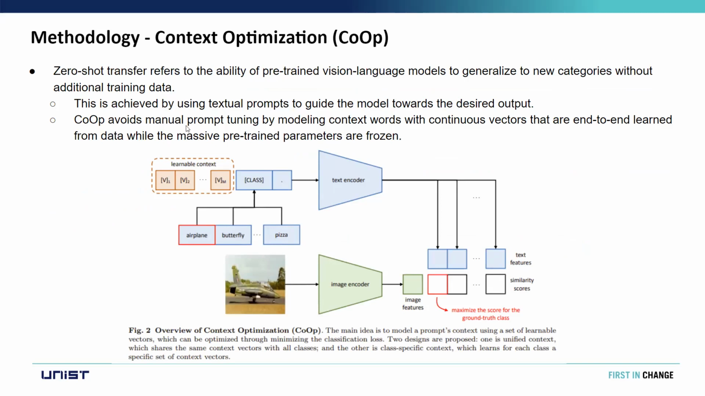Also, CoOp, context optimization, avoids manual prompt tuning by modeling context words as continuous vectors that are learned end-to-end from data, while the pre-trained parameters are frozen. And the idea behind this is to minimize the classification loss.